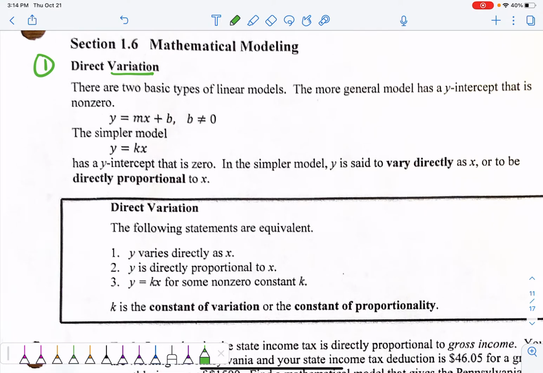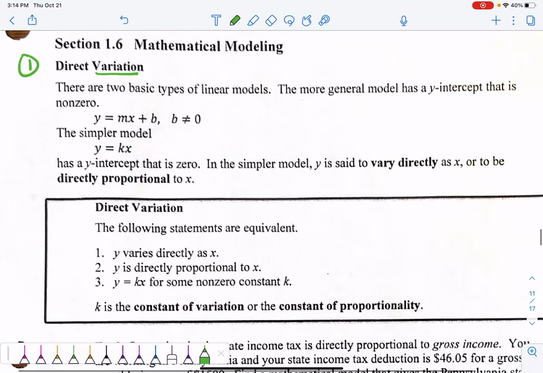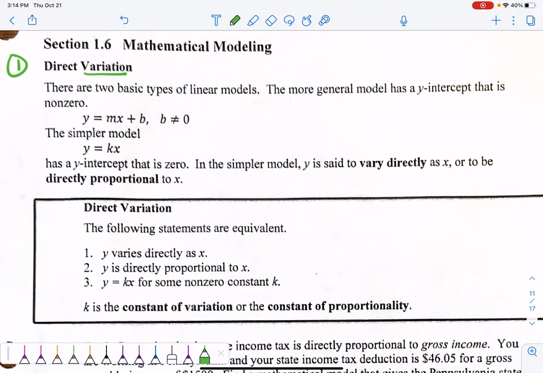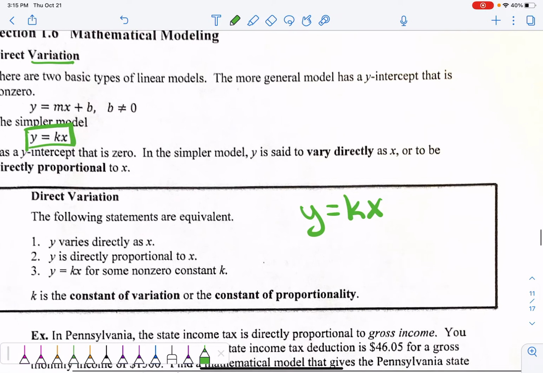So there are two basic types of linear models. The more general model has a y-intercept that's non-zero. Okay, don't worry about that. The simpler model, y equals kx, okay? This is the skeleton or the main representation of direct variation. Y equals kx, I'm going to write that down here. If two variables are directly related to each other, like y and x, y is equal to some number, which is what k is, times x. That's a direct relationship between the two, okay?